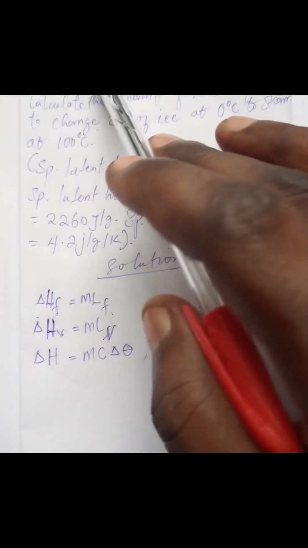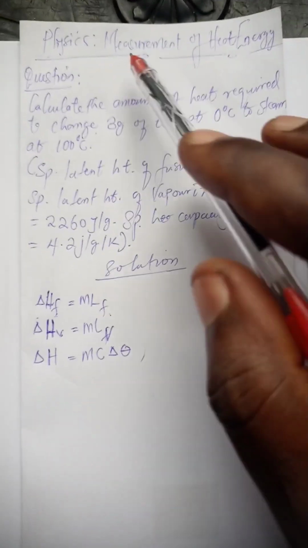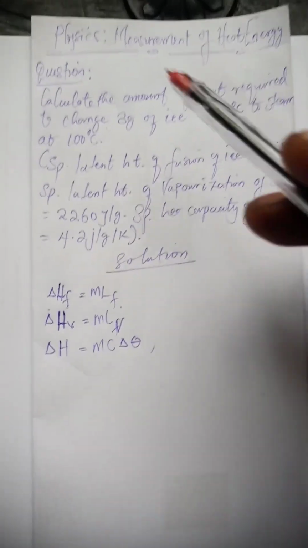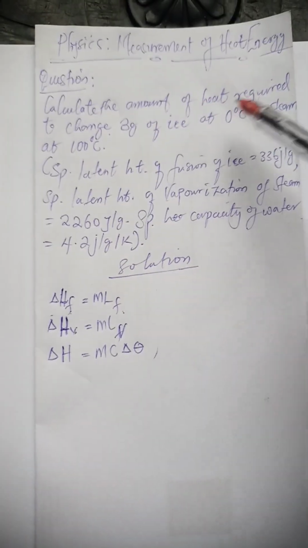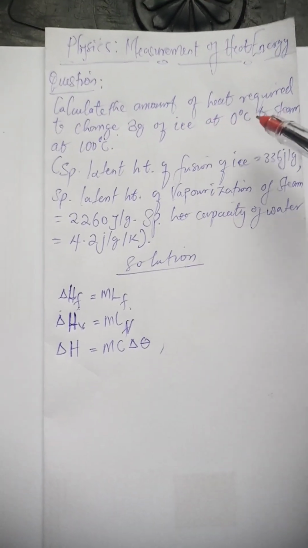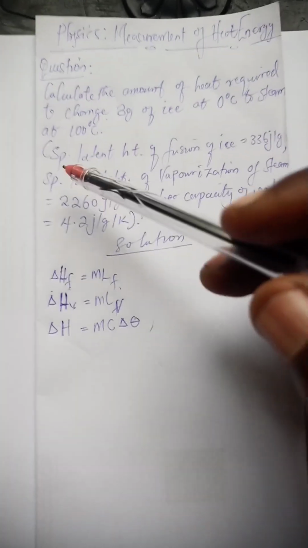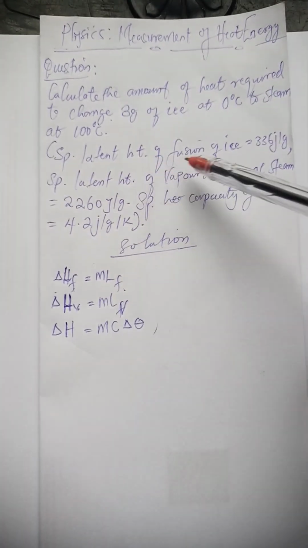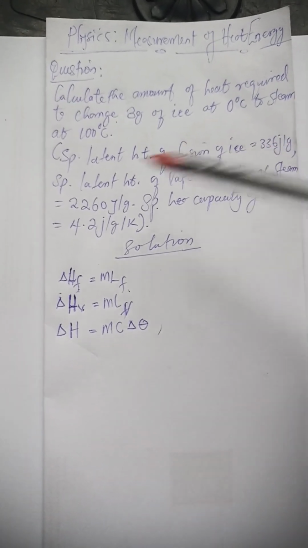Today I'm in physics subject and I want to work on measurement of heat energy. Now I have this question that said that we should calculate the amount of heat required to change 3 grams of ice at 0 degrees centigrade to steam at 100 degrees centigrade, when the specific latent heat of fusion of ice is 336 joules per gram.